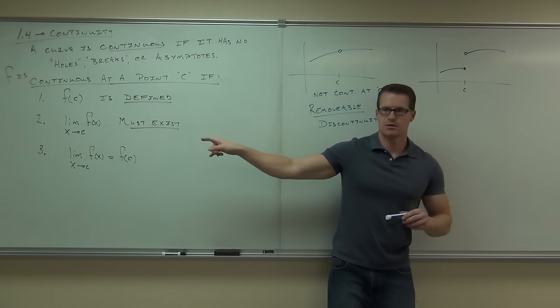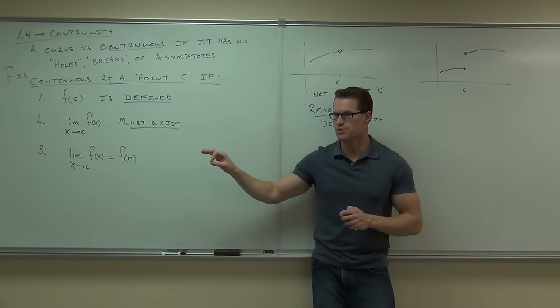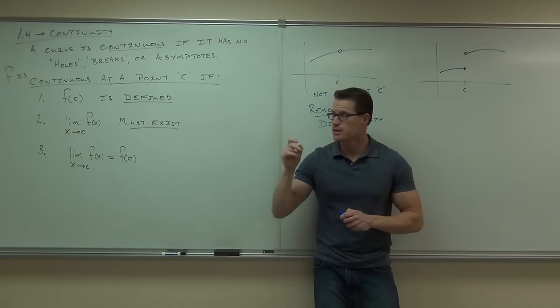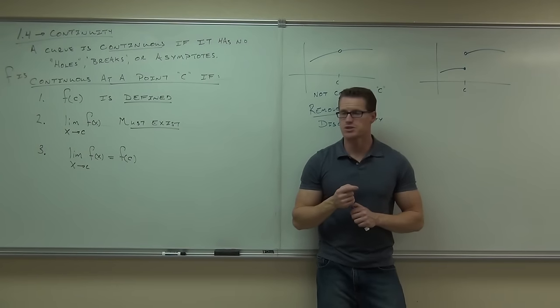Let's check our three necessities for our function to be continuous at a point C. Firstly, is number one satisfied? Do we have a point at C? Yes, we do. Is number two satisfied? Does a limit exist? No.